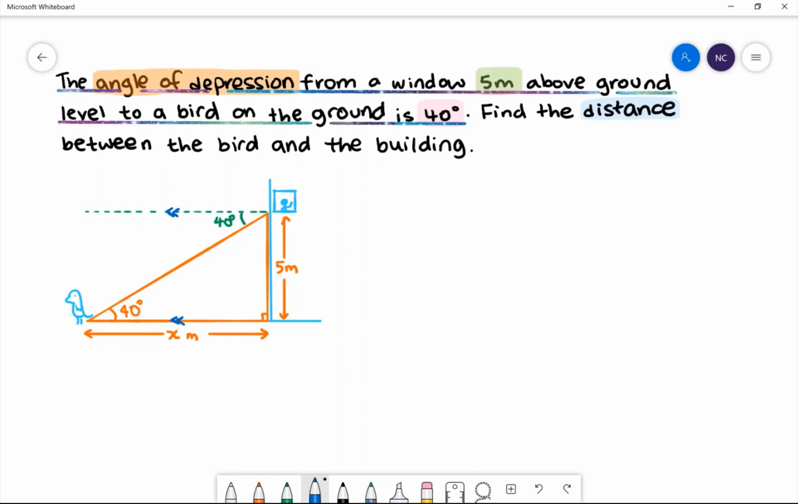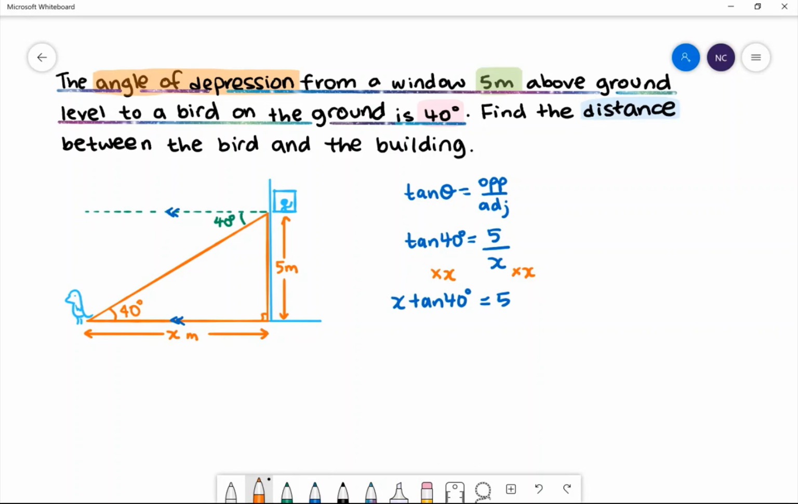To start our question, we need to write the tan ratio, which is tan theta is equal to the opposite side divided by the adjacent side. In this triangle, theta will be 40 degrees. The opposite side of theta is 5 meters, and the adjacent side is going to be x. To remove x in the denominator, we'll multiply both sides by x. We will then have x tan 40 degrees equals 5.